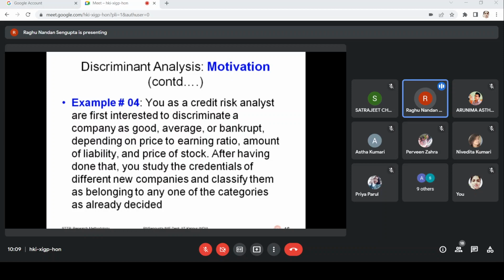After having that, you will study the credentials of different new companies which are coming into the stock market, and then try to analyze what classification you can do for these new companies depending on the set of information of the same type, but the values may be different. Same type means you have already done some kind of classification, so you will get the data and then try to classify that. So here also you can use the concept of discriminant analysis.